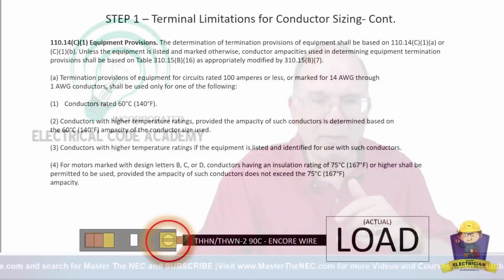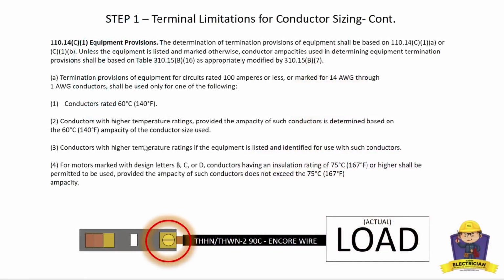Here's the point. On this one, it's saying, look, I'll let you use that higher temperature rating, provided that the ampacity of a conductor is determined based on 60. So if I want to use 90 degrees C rated insulation, that's fine. But because of these limitations up here, and I don't know any better, or the equipment's not marked otherwise, then I still have to be limited to 60 degrees C.